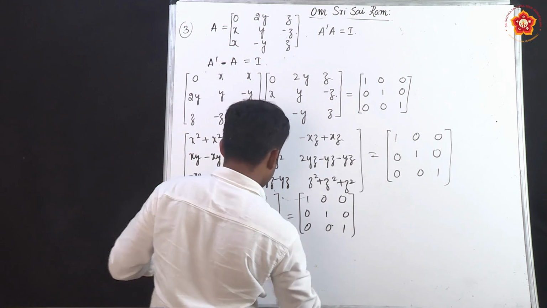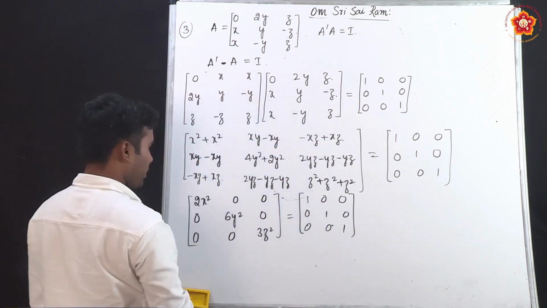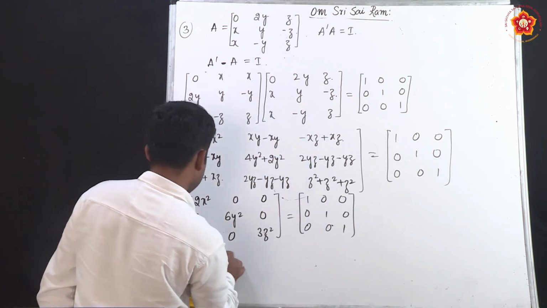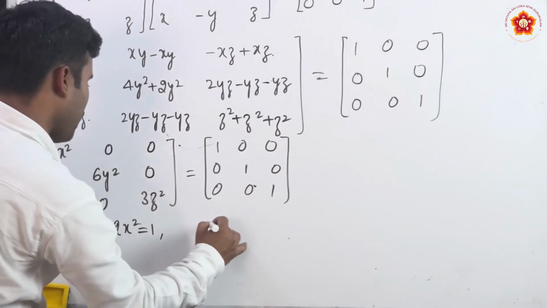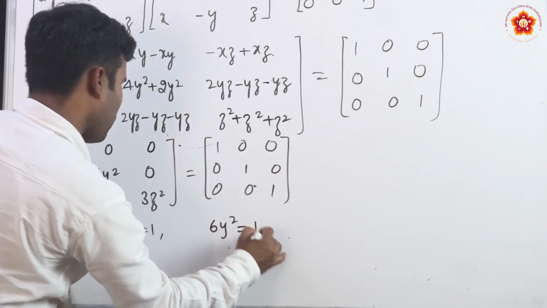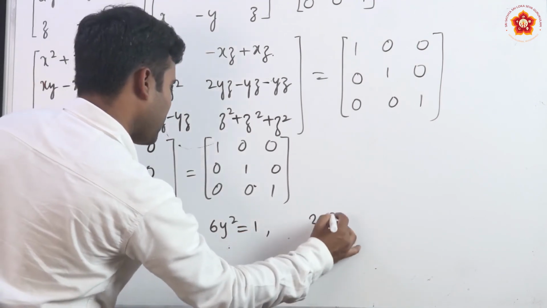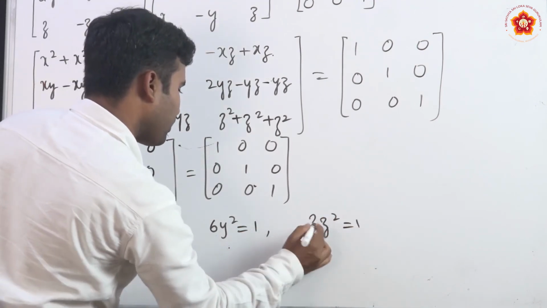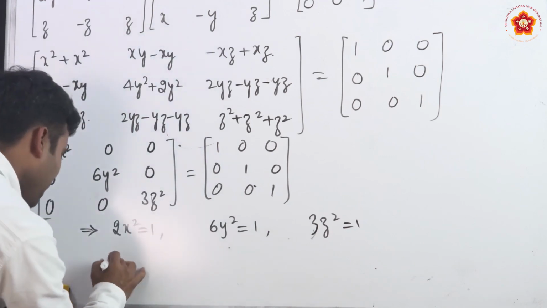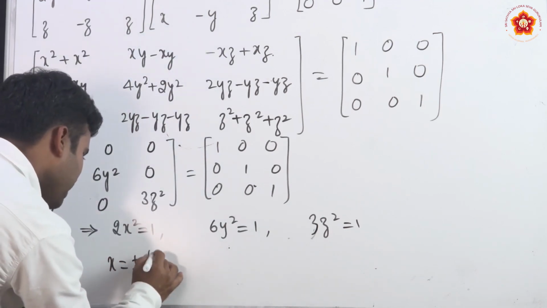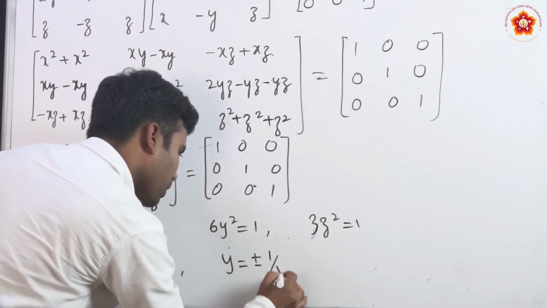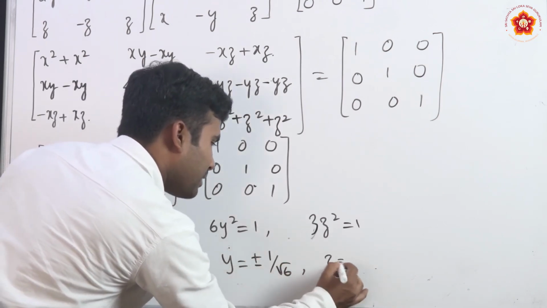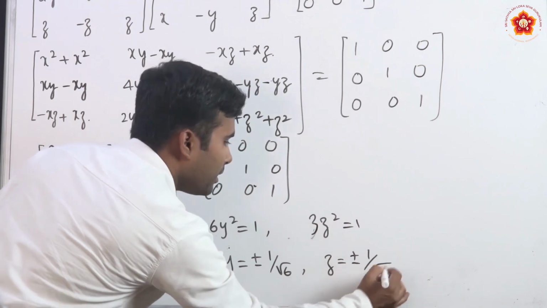Now these are equal matrices, so you can equate the corresponding elements. This implies 2x square is equal to 1, 6y square is equal to 1, and 3z square is equal to 1. So what will x be? x will be plus or minus 1 by root 2, y will be plus or minus 1 by root 6, and z will be plus or minus 1 by root 3.